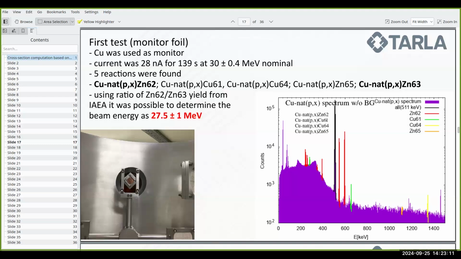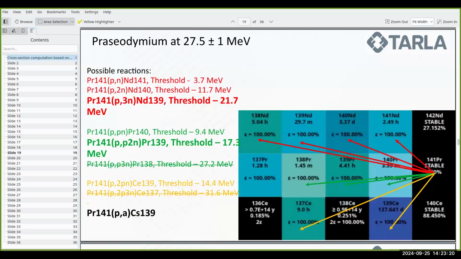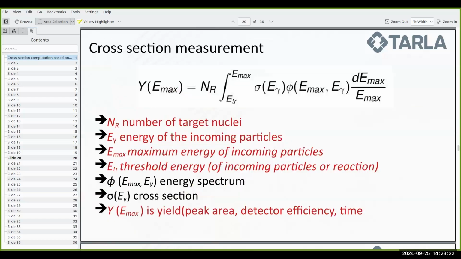I'll skip this part. This is what I was mentioning earlier in red, how we determine the energy from the Koppel monitoring foils. This is just repeating. Okay, so that was the simple case. That was the case where your incoming beam is monochromatic. So let me show again the same slide.